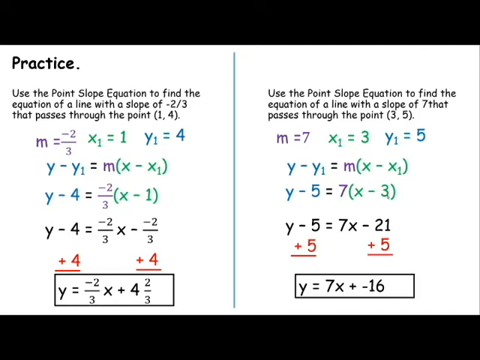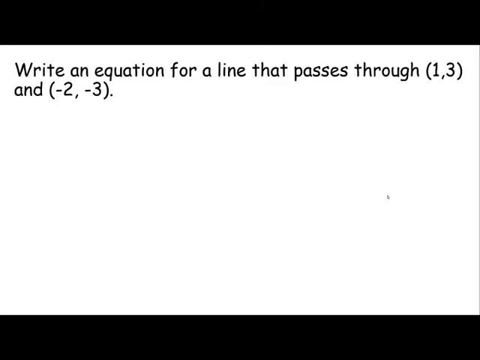How's that look? Hopefully you're getting pretty good at that at this point, because I am going to take what we've done here and stretch you just a little bit farther and see if we can solve some more challenging problems. Suppose you're asked to write an equation for a line that passes through the point 1, 3 and the point negative 2, negative 3. Remember, in order for us to use the point-slope formula, we're going to have to have a point, and we're going to have a slope.